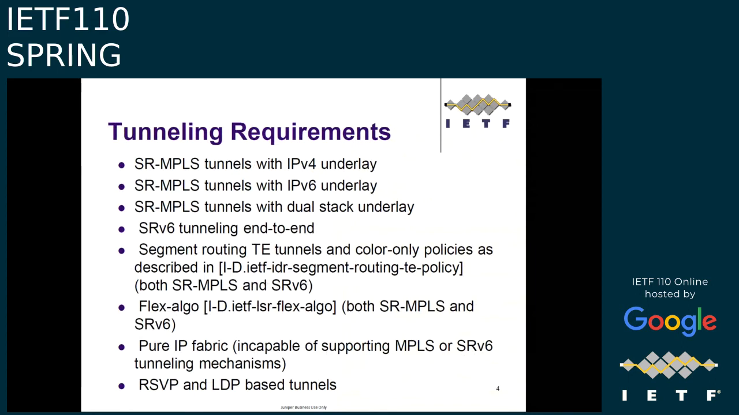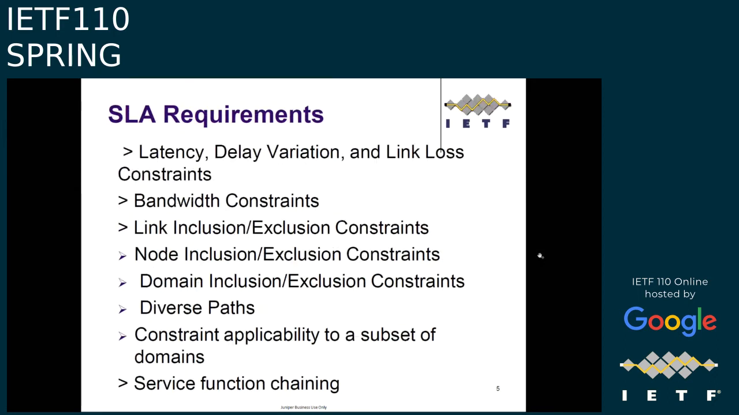Yeah, so this is tunneling requirements, like underlay tunnels, what all different categories of tunnels need to be supported. I think I'll move to the next slide. I've talked about it multiple times already. So next slide, please. Various SLA requirements, again, latency, bandwidth, link, node and domain inclusion, exclusion, and end-to-end diverse paths, and constraint applicability to a subset of domains and service function chaining is something that we cover in this section. Next slide, please.